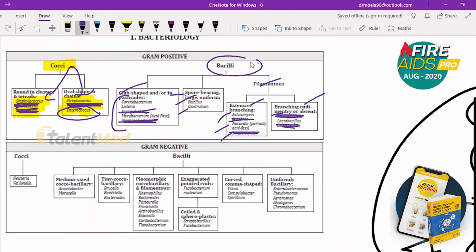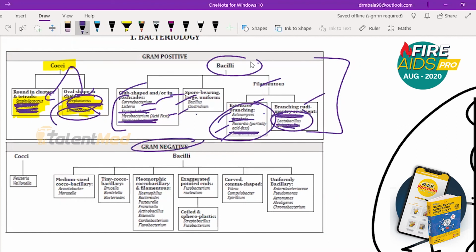These 3. So I repeat, cocci means Staphylococcus, Streptococcus, Enterococcus, you need to know. And club shape means you need to know Corynebacterium, Listeria, and Mycobacterium. Bacilli spore bearing means Bacillus and Clostridium. Filamentous means these 3: Actinomyces, Nocardia, and Lactobacillus. So these organisms you should know for your exam.